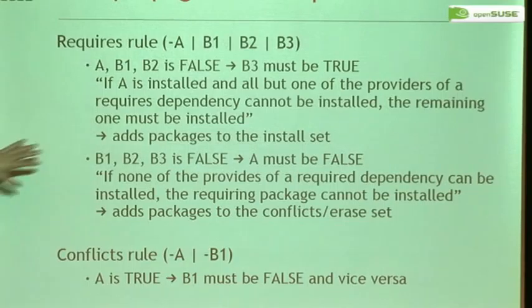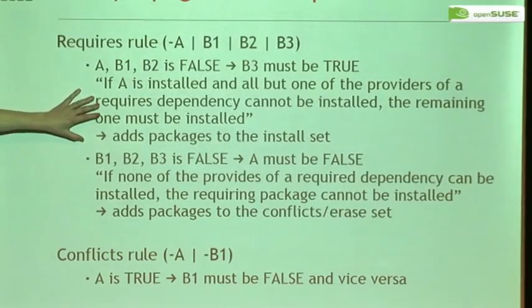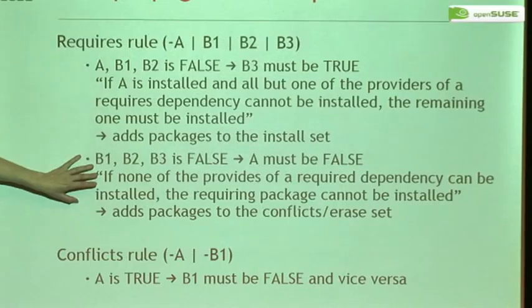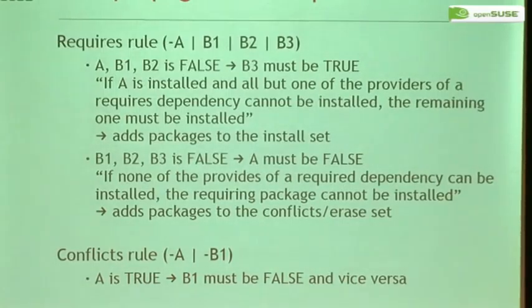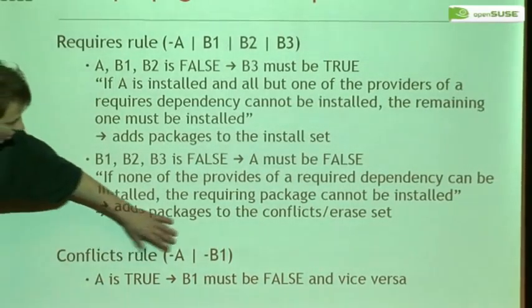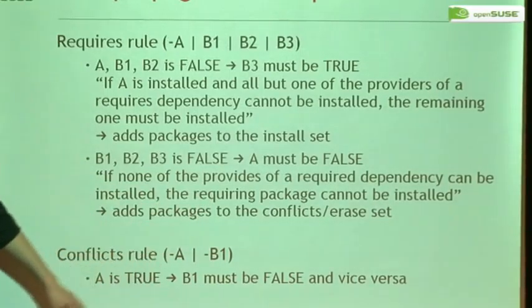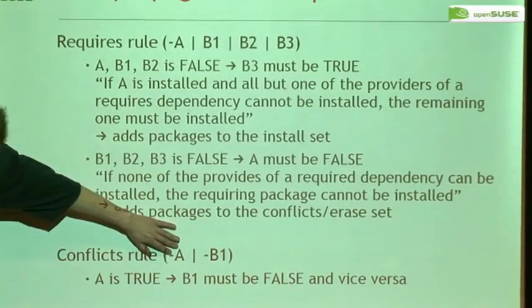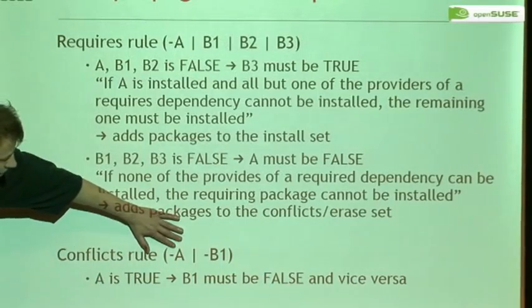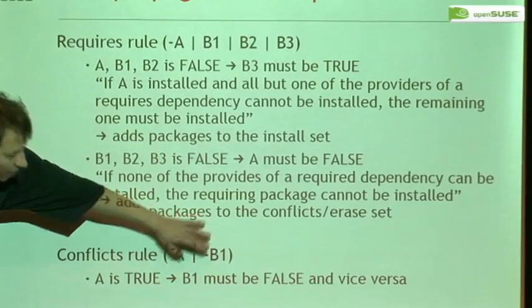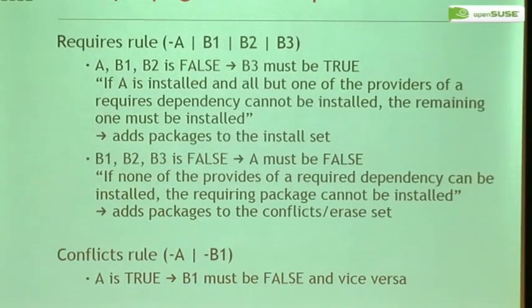So this is very nice to have, because this one broadens the set of packages that are uninstalled, and this one broadens the list of packages that must be installed. Well, conflict rules are of course easy to understand. If A conflicts with B, then if A is true, that means A is installed, but that means B1 must be false and thus not installed. This is pretty straightforward.